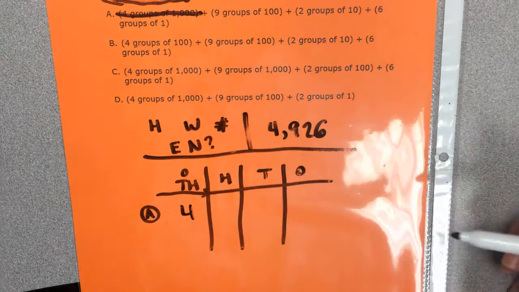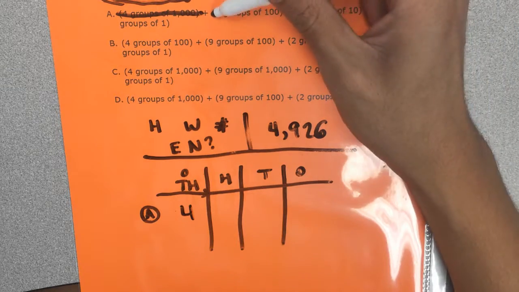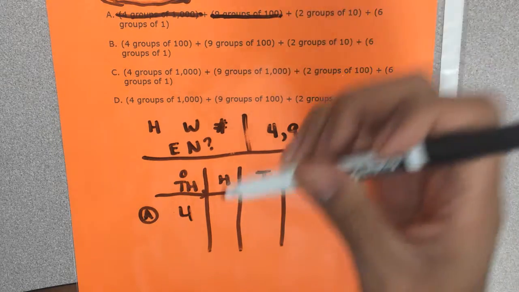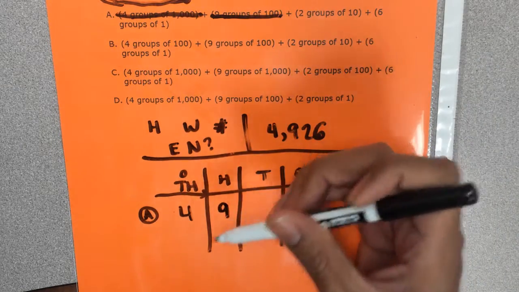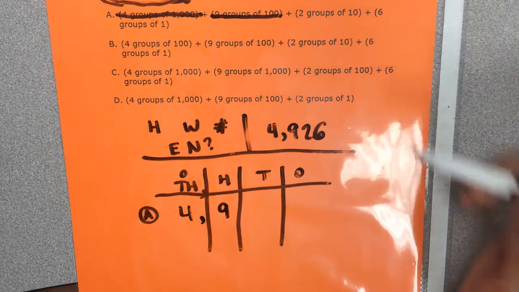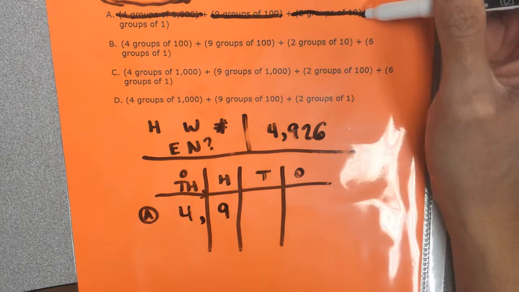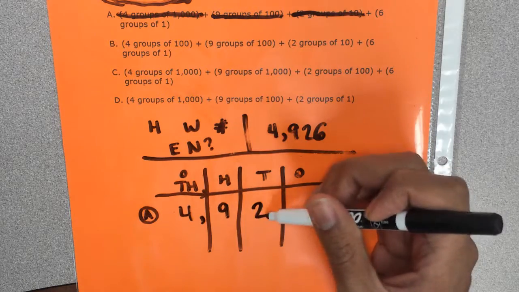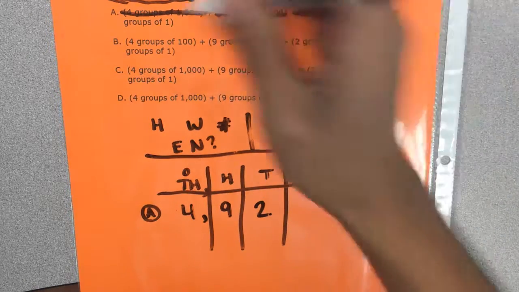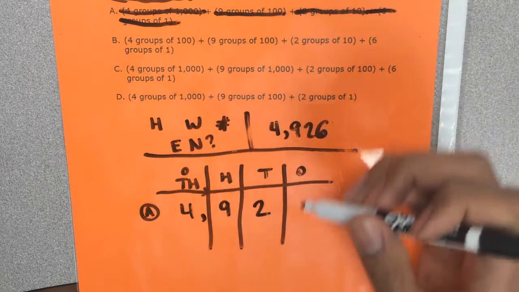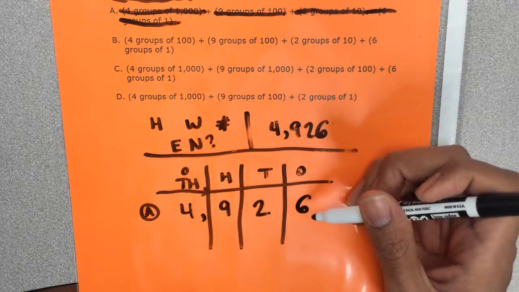I'm just going to plug it in. The next one says 9 groups of 100, so go to the hundreds place and write a 9. Oh, don't forget your comma there. Then it says 2 groups of 10, so go to the tens and write a 2. And then it says 6 groups of 1. So in the ones place, I'm going to write a 6.